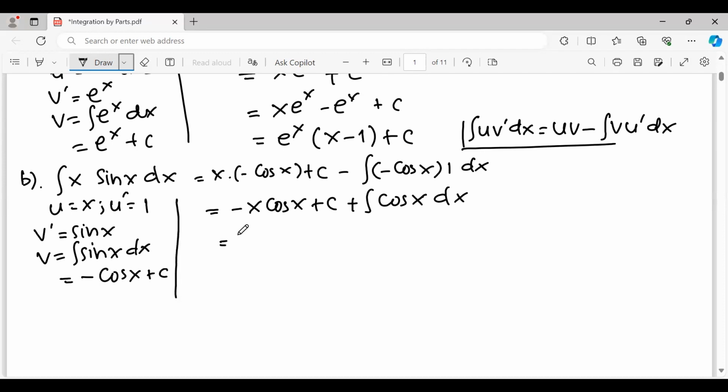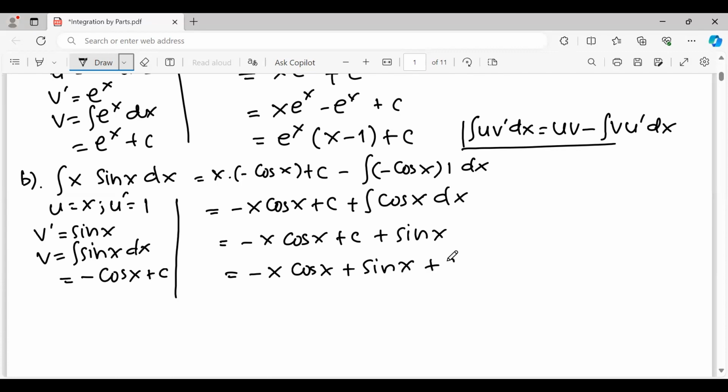It becomes minus x cosine x plus c, and the integral of cosine is sine. And you can write the conclusion: minus x cosine x plus sine x plus c.